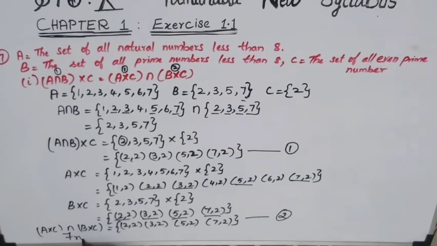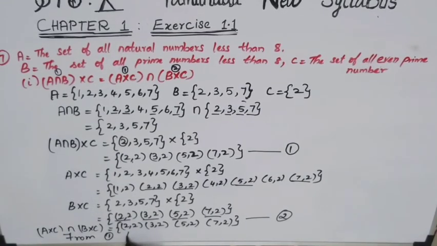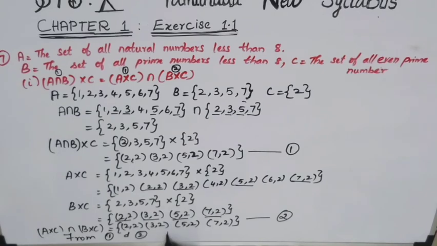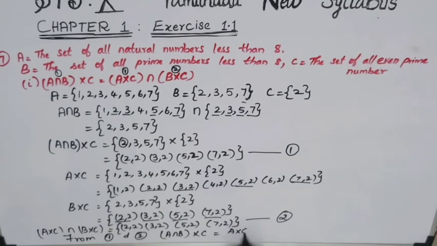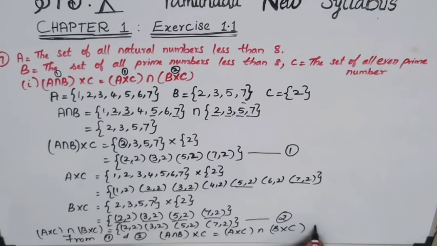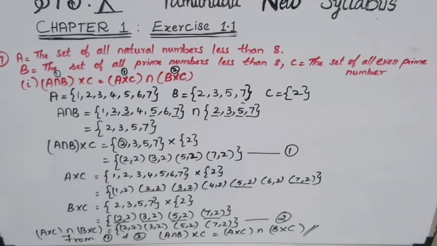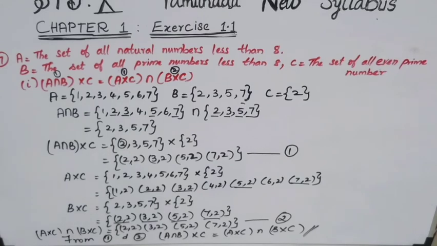Therefore from 1 and 2, A intersection B cross C, that is the left hand side, is equal to A cross C intersection B cross C, that is the right hand side. So we have got both the answers the same. With this the 7th question, first subdivision is done.